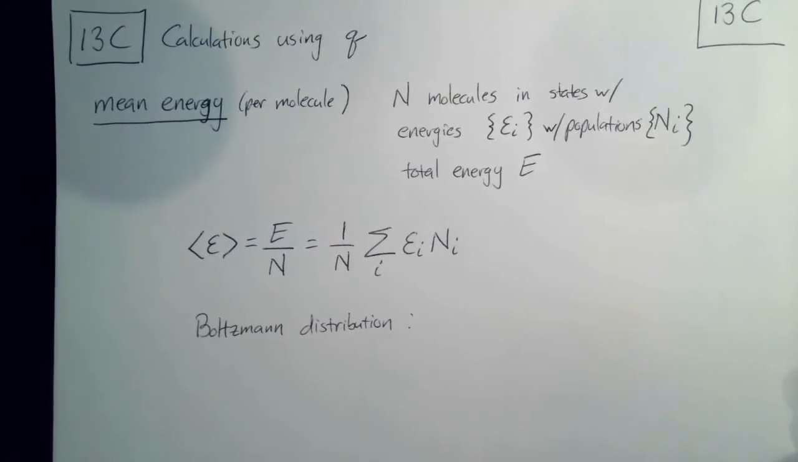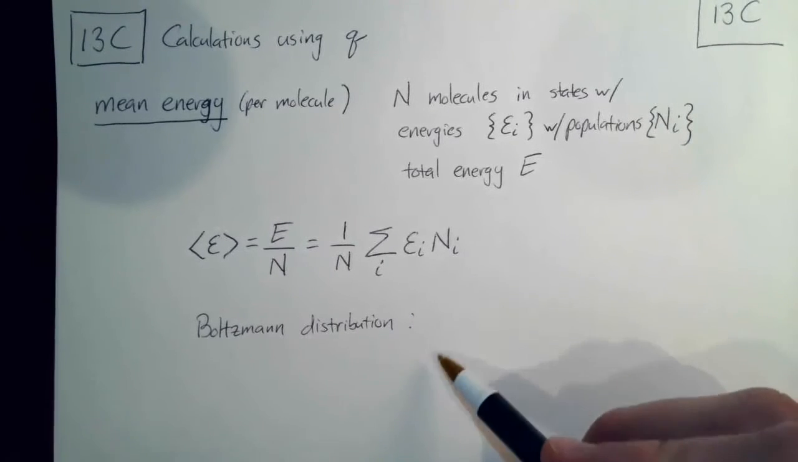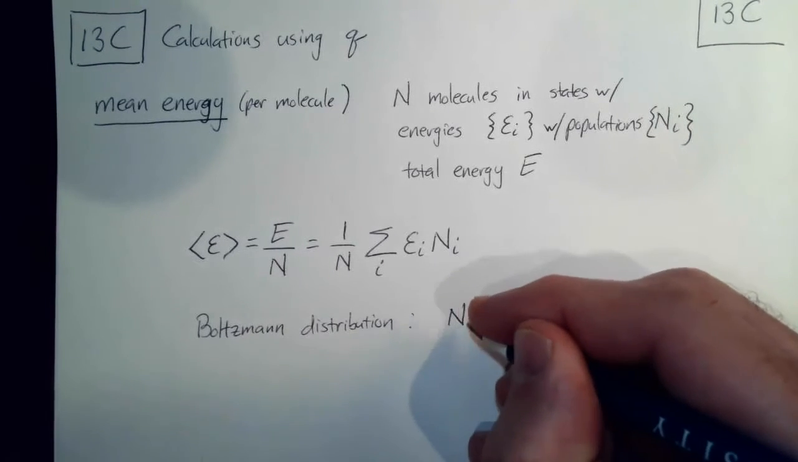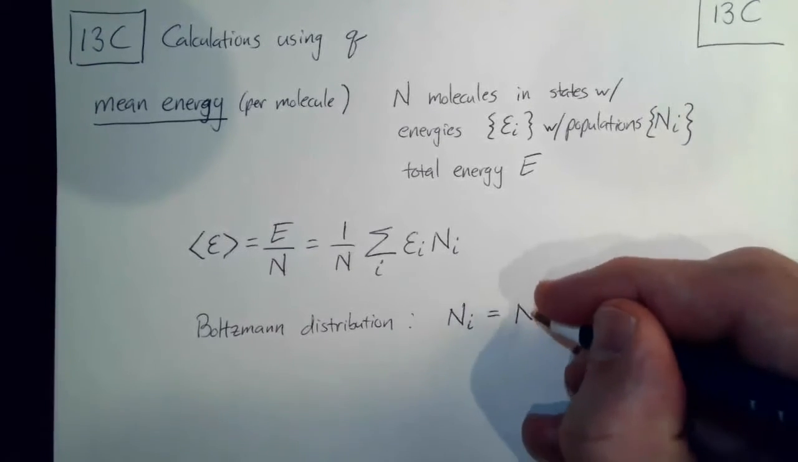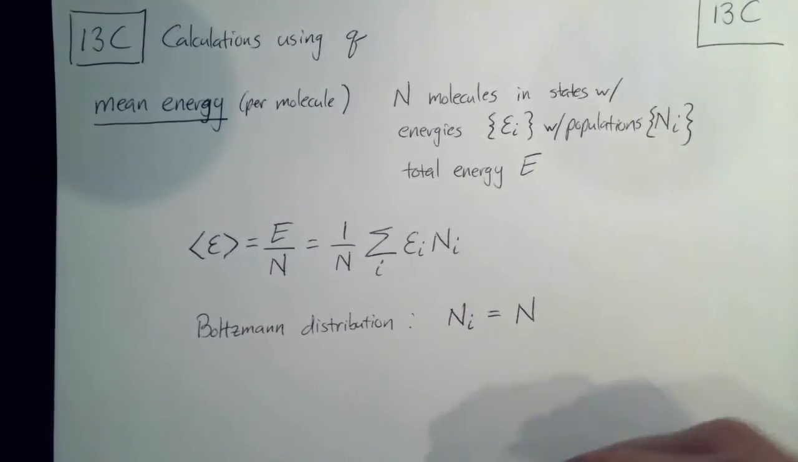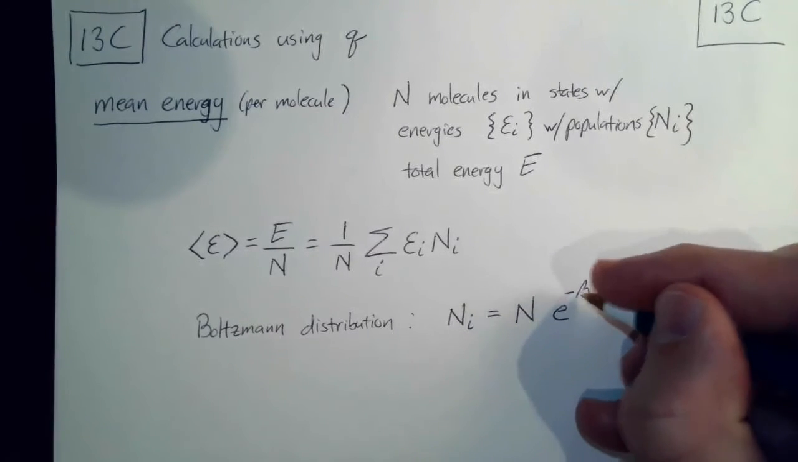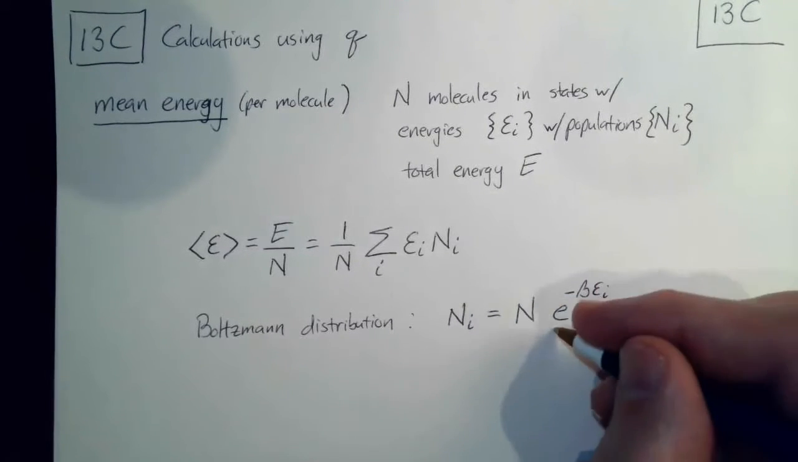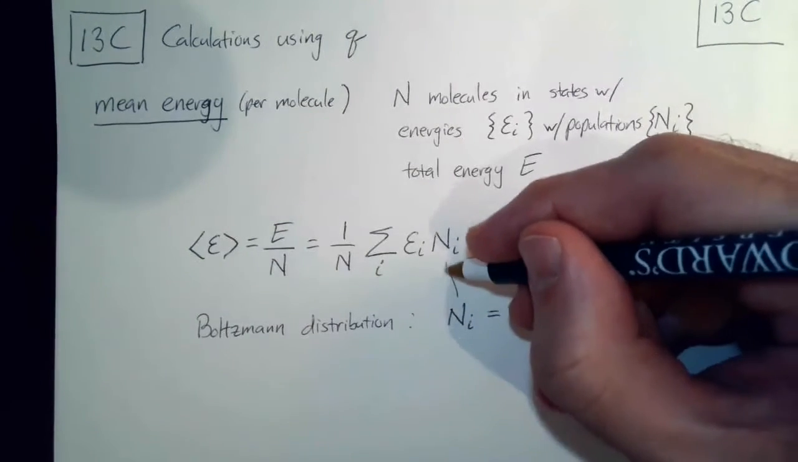So now we're going to use the Boltzmann distribution. And remember, the Boltzmann distribution gave us Ni over n. So I'm going to solve that for Ni. So I need to multiply both sides by n. And the right-hand side was e to the minus beta epsilon I over q, the partition function. So the Boltzmann distribution was Ni over n equals this. So I'm going to plug that in right there.